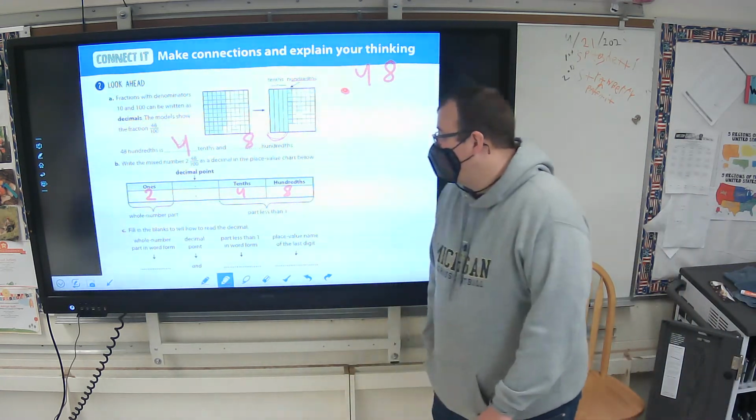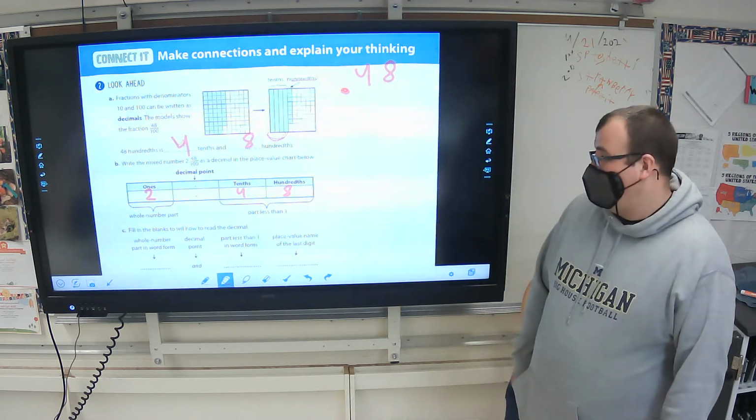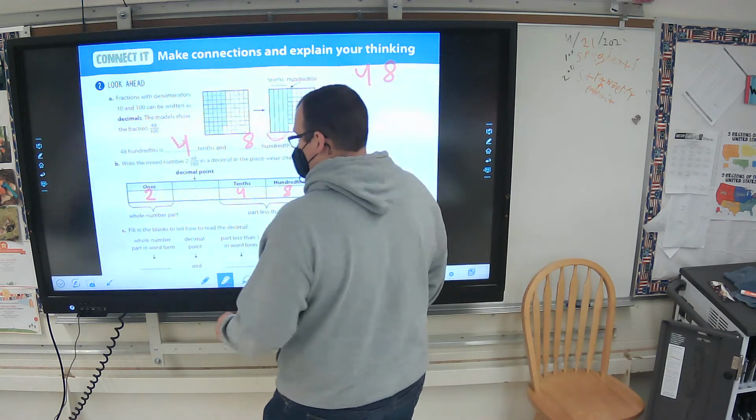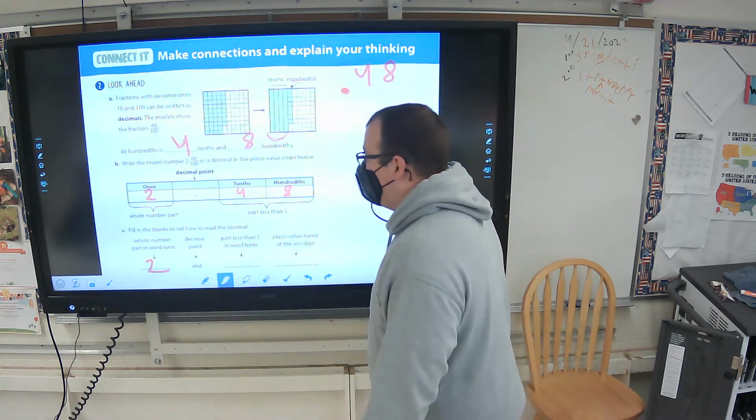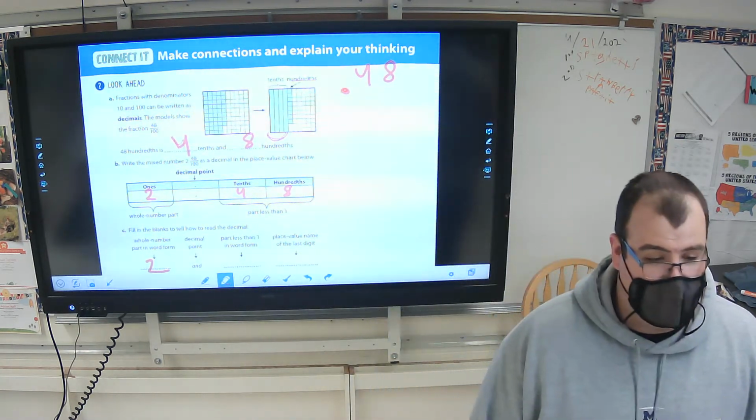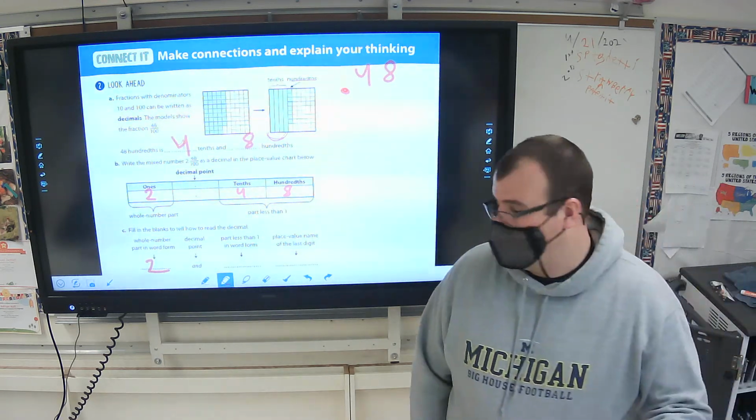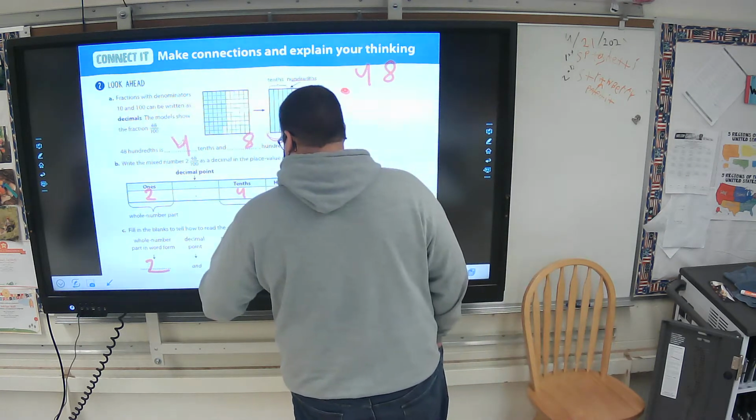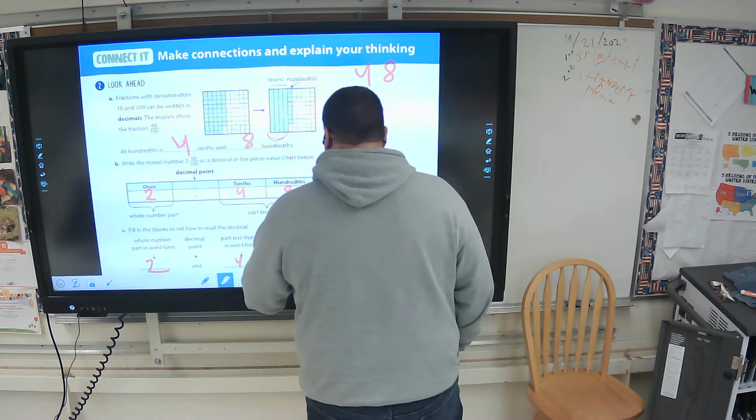So, fill in the blank to tell us how we read the decimal. What's the whole number? The whole number is 2. When we see a decimal point, guess what we say? And. So you read the decimal point as and. Alright? What's the tenths place? 4. What's in the hundredths place? 8.